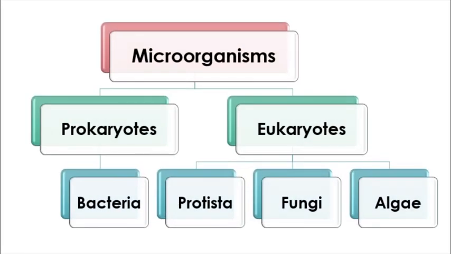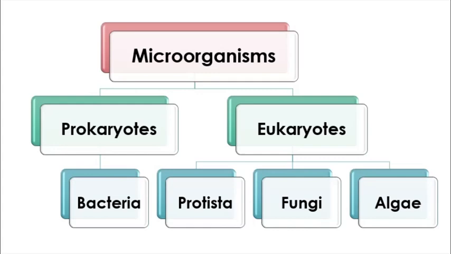Now, microorganisms can either be prokaryotes or eukaryotes. Prokaryotes are unicellular organisms and they do not have a well-defined nuclear membrane. That is, they have a false nucleus. So, in prokaryotes, we only have bacteria.